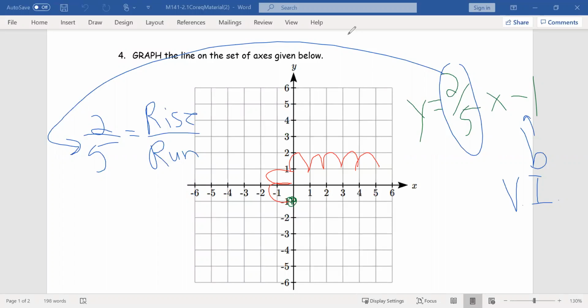Okay, and put a dot here. And we could connect those dots to make our line. We could also go back the other way, drop 2 and go left 5. And if we do that, we'd get another point here. But what's most important is we can go ahead and connect these dots like that.